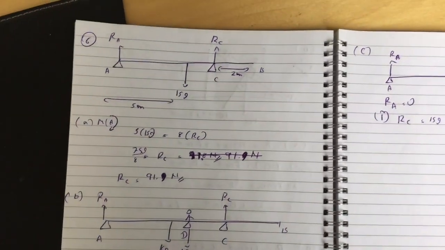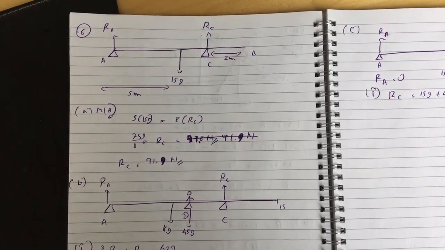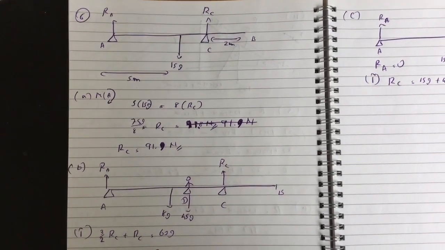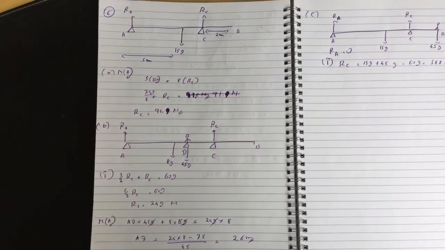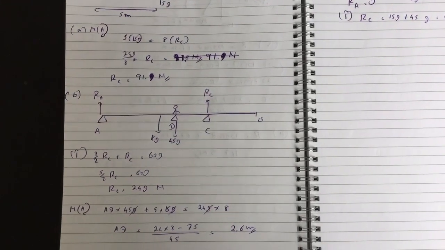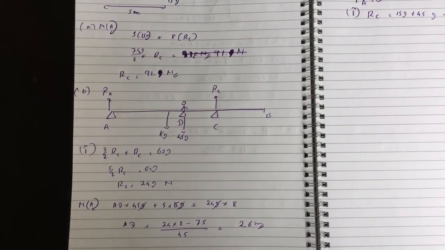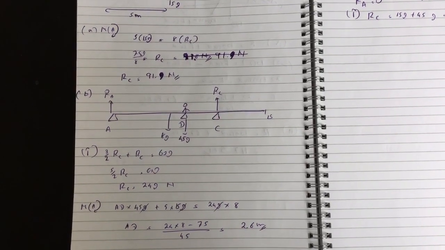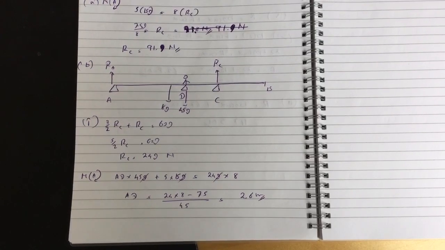And question 6, so quite easy to get R using moments about A, which is 91.9. And then question B, you put the boy somewhere there, and then first of all you work out RC using 3.5 times RC equals RA, you get RC equals 24. And then you take moments about A and you get AD equals 2.6.